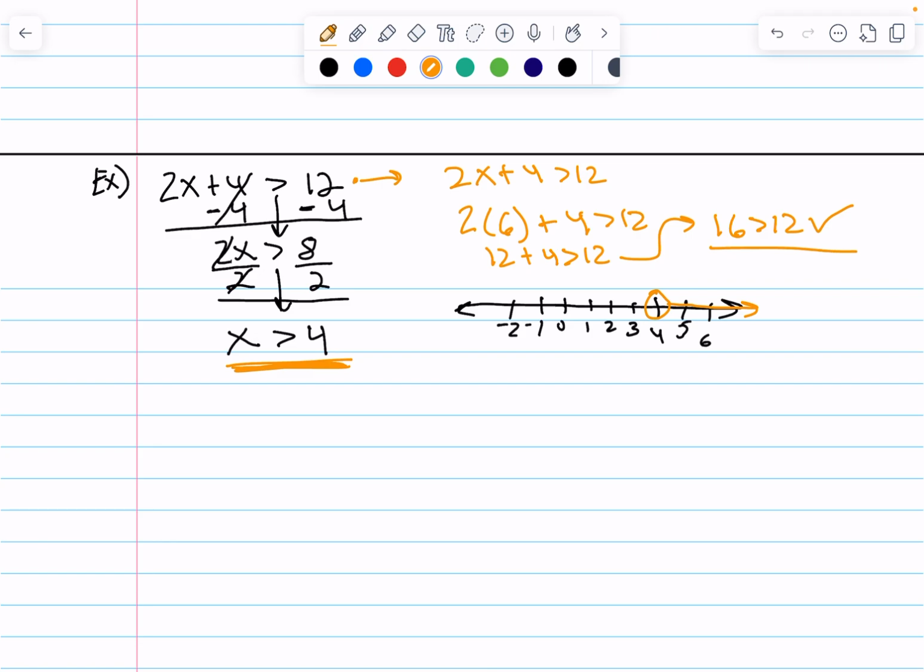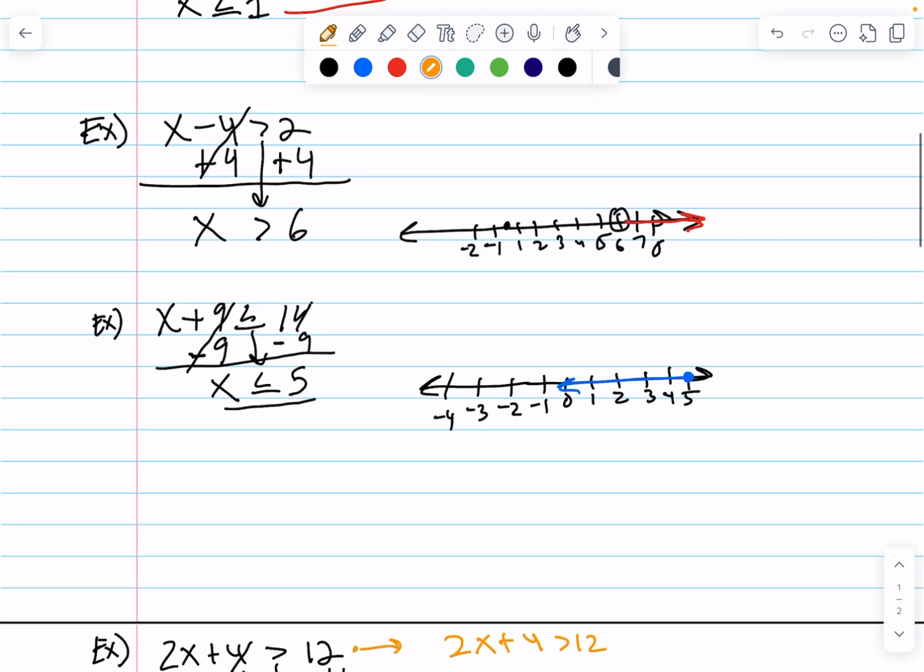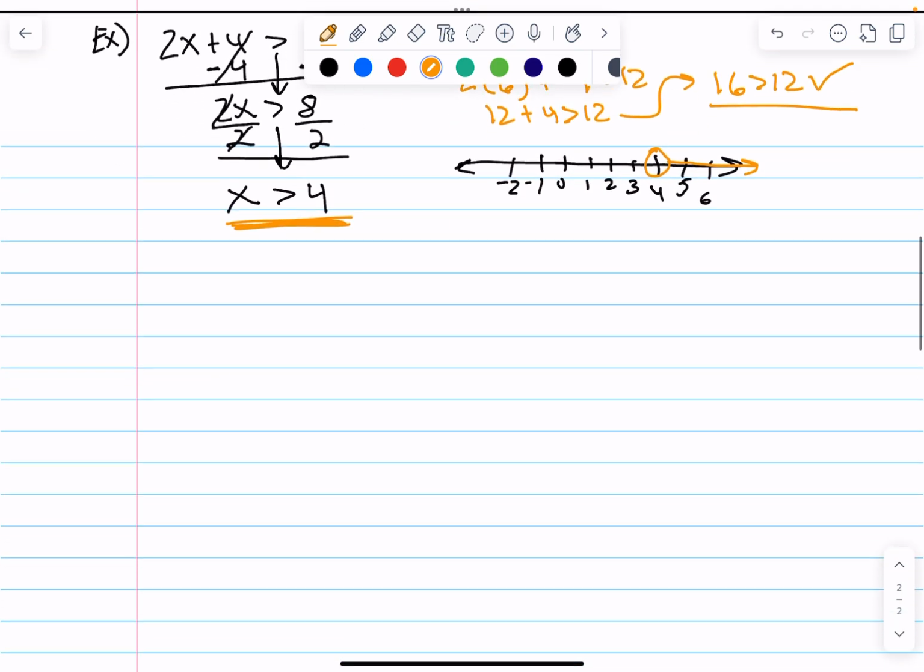Oh, it satisfies. And it's a simple way to check your answer to make sure that you solved the inequality right. It's just a surefire way, and you can even do it for this and this. You can do it for all these inequalities. Surefire way to check your answer.